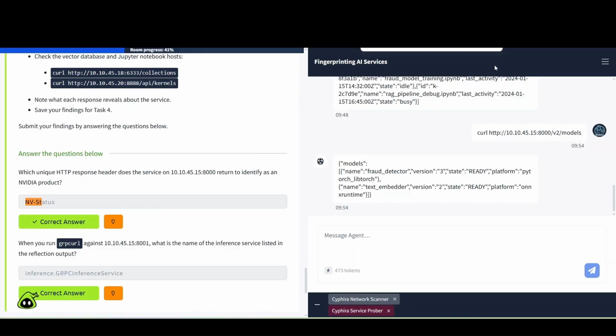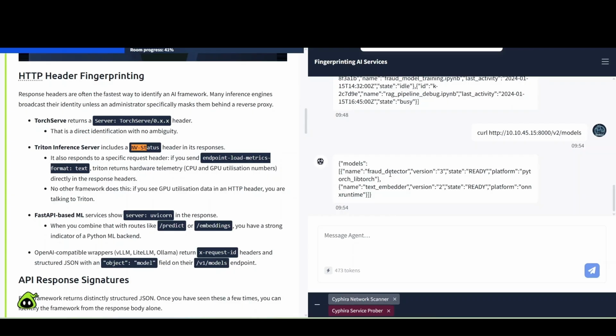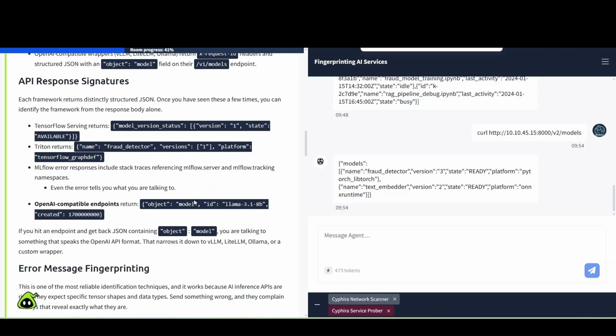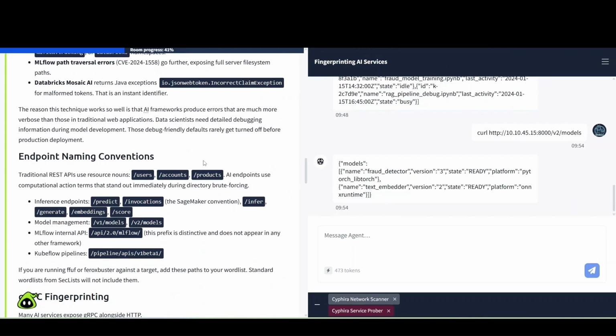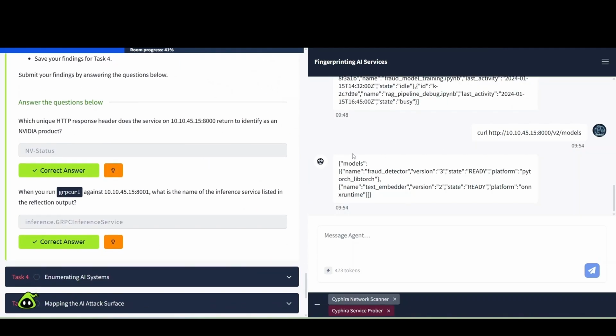All right, so let's go ahead and see here. Right there. Triton inference server includes a NV-status header in response, etc. Right, so we're done with that. I thought we were actually supposed to get something out of this and plug it in as the answer, but that's what they're looking for on that one. Now, this next one is what we're going to look at here in the results.